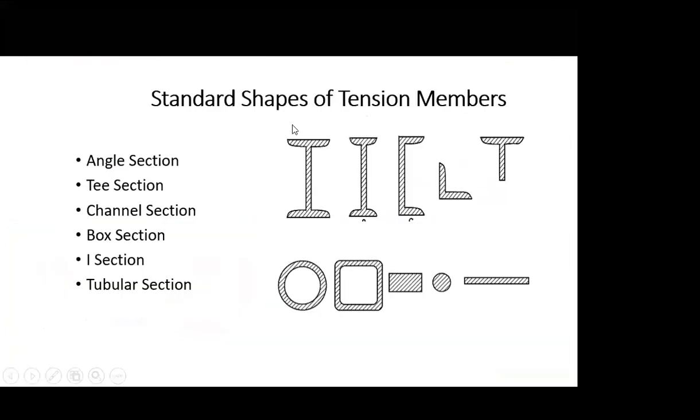What are the standard shapes used for the tension member? Angle section, T section, channel section. This is a box section, I section, and tubular section. These are the two tubular sections. These are the plates and rods.